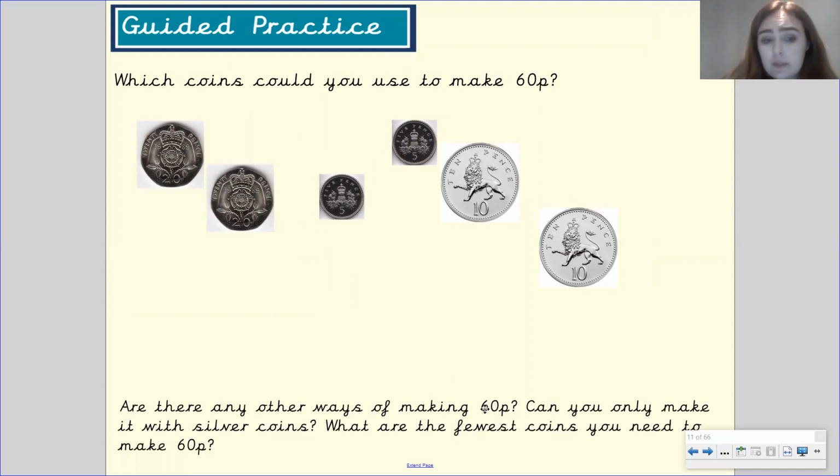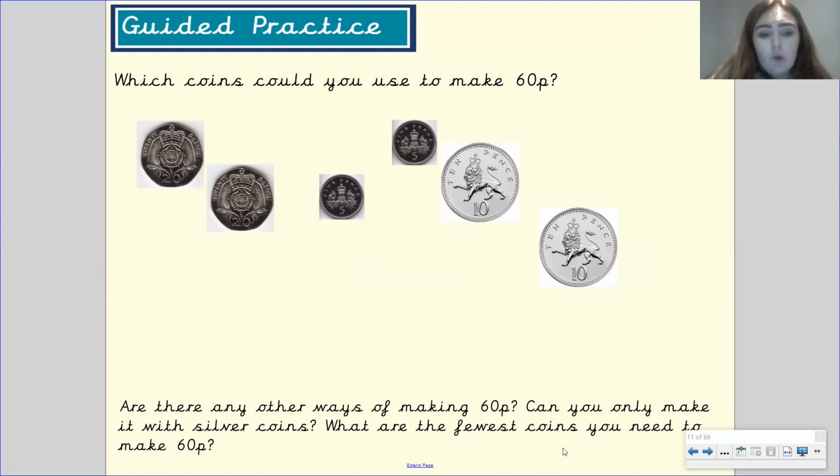Could you make it only with silver coins? Pause the video and have a think. So there are loads of other ways that we could make 60 pence. You could have also used 1 pence coins and 2 pence coins. But again, if you use 1 pence and 2 pence coins, you're going to need a lot of them to make 60 pence, especially if you're just using the copper coins.